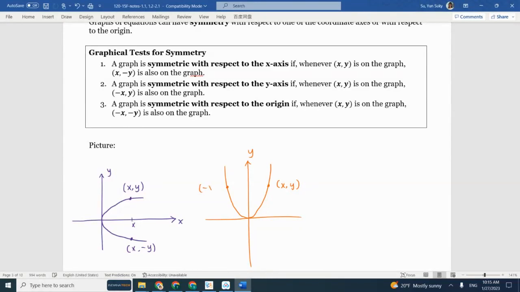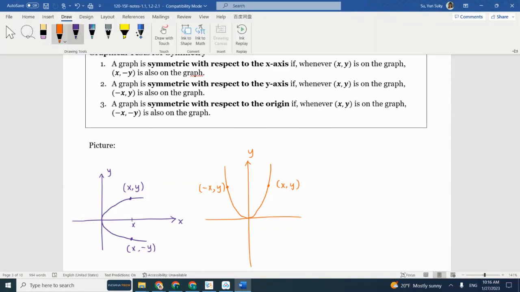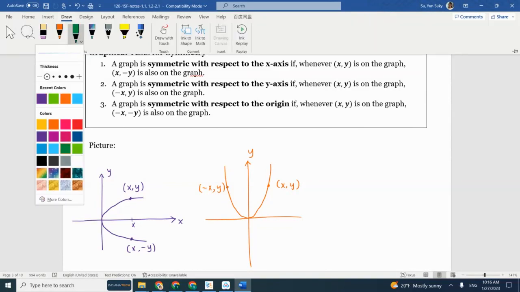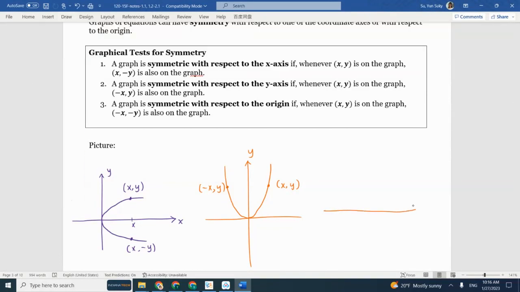And how about the y coordinates? Y. Yes, it's the same height. So therefore, symmetric with respect to the y-axis. If (x, y) is on the graph, (-x, y) is also on the graph. Right? Okay, how about the next one, the last one? Symmetric with respect to the origin.